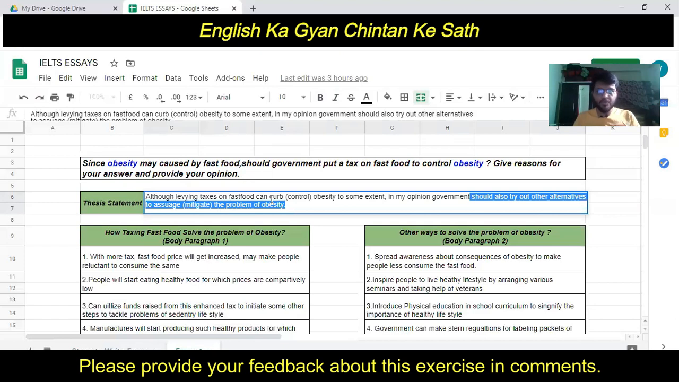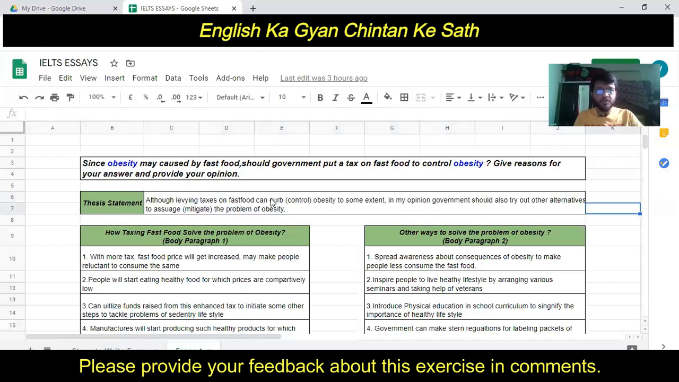Okay, so let's discuss the first point, or the first paragraph of the body, in which we need to write how taxing fast food can solve the problem of obesity. Or instead of obesity, you can mention a similar scenario, and you can also use words like sedentary lifestyle. If you use synonyms, different words with similar meaning, that will also impact your band positively. So the point number one for paragraph number one of the body is how taxing fast food can solve the problem of obesity.